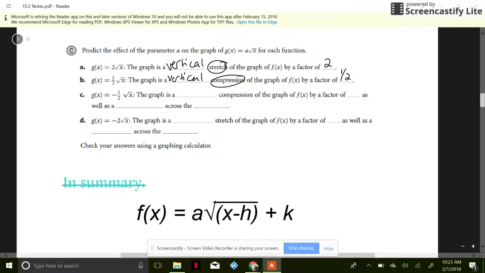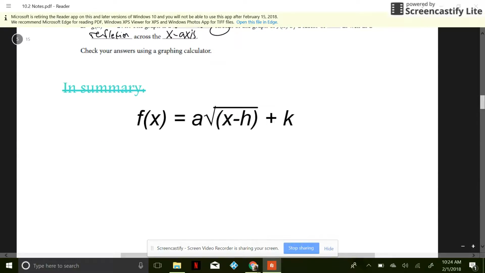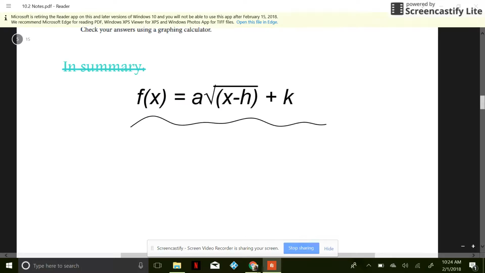Multiplying by negative 1/2 times square root of x gives us a vertical compression because of the 1/2, as well as a reflection, that's what that negative means, across the x-axis. It's the x-axis because the y values are what's changing sign. And then -2 times square root of x, the graph is a vertical stretch because 2 is bigger than 1, by a factor of 2, as well as a reflection. That's again from the negative, across the x-axis. So our equations are always going to look something like this.